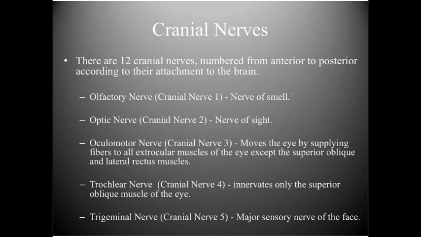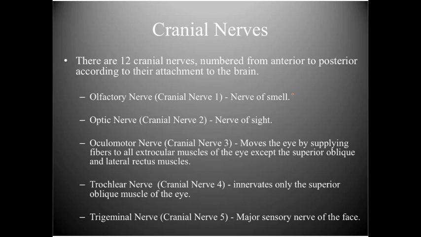So that brings us to one of our final topics, which are the cranial nerves. There are 12 cranial nerves numbered from anterior to posterior according to their attachment to the brain. Basically, all I want you to know is what each nerve actually does. Cranial nerve number 1 is called the olfactory nerve, which is the nerve of smell. Pretty self-explanatory. Cranial nerve number 2 is the optic nerve, which, as the name implies, is the nerve of sight.